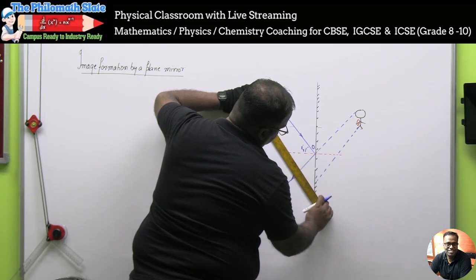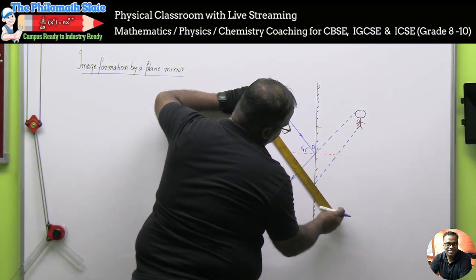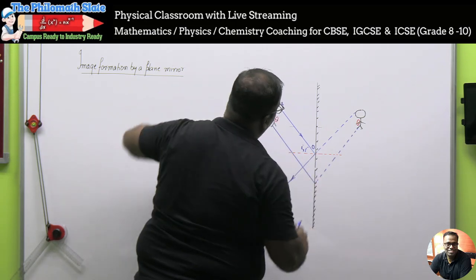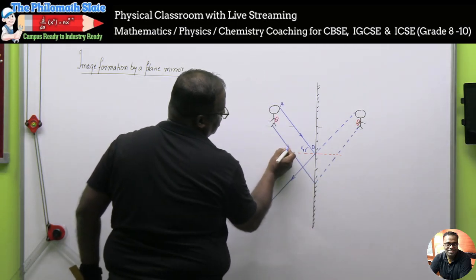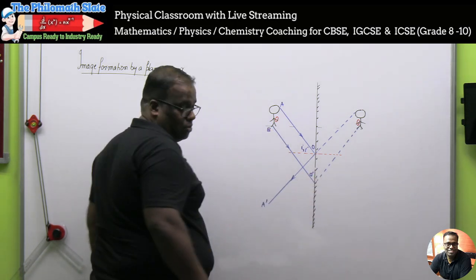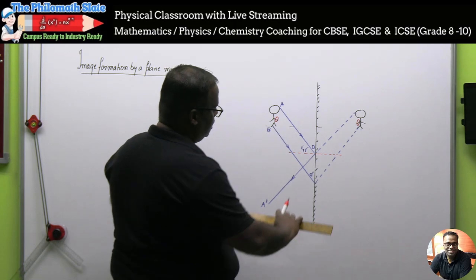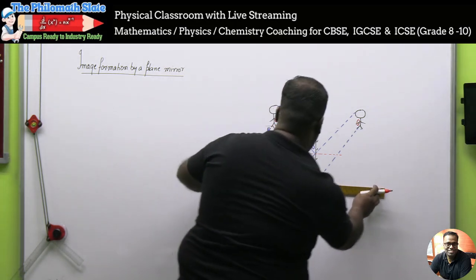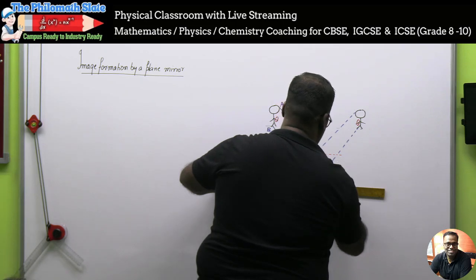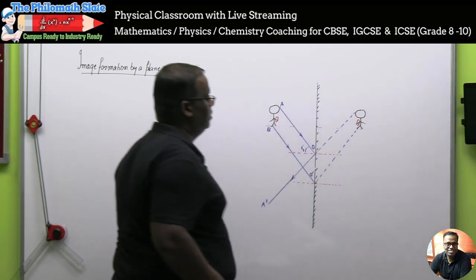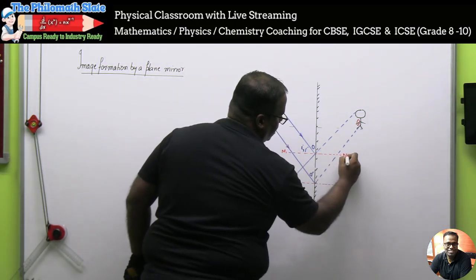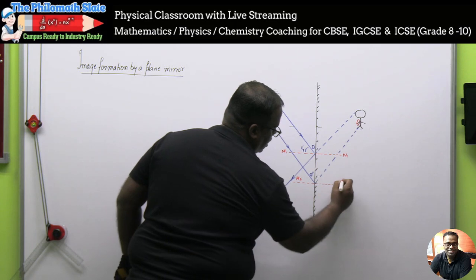This is my second ray from the foot. A second ray from the foot. Let's say this is BO dash. So I should have another normal out here. Let us make another normal. This is my other normal. So the normals are M1N1 and M2N2.